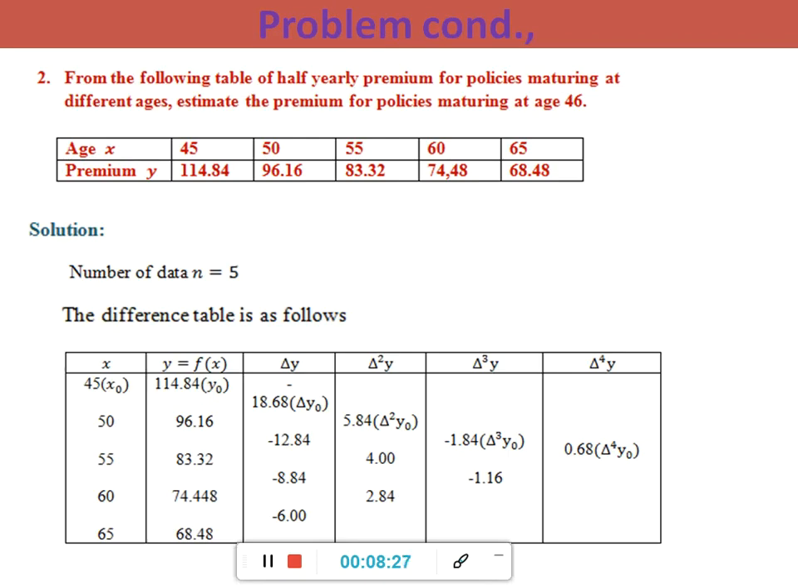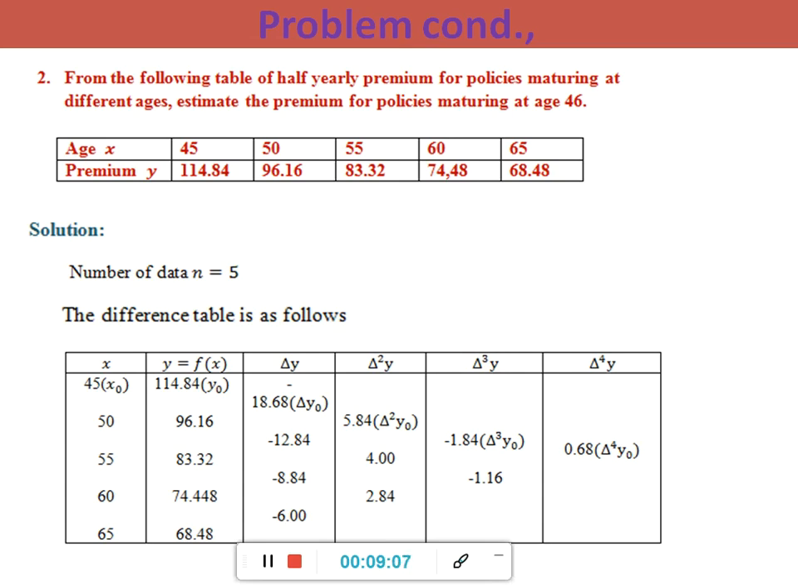Now the second problem. From the following table of yearly premium for the policies maturing at different ages, estimate the premium for policies maturing at age 46. Age x: 45, 50, 55, 60, 65. Premium y in thousands: 114.84, 96.16, 83.32, 74.48, 68.48. So here also the number of data is 5.